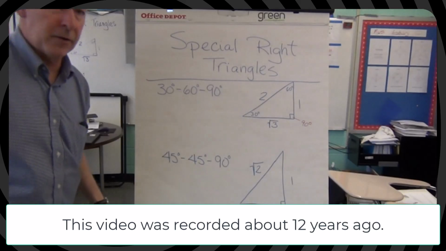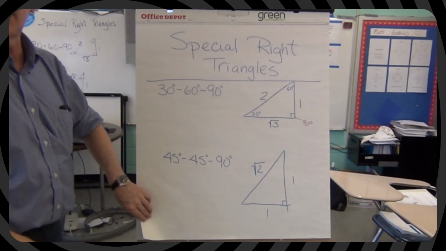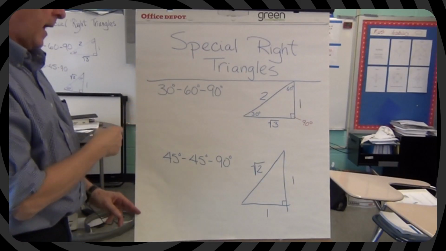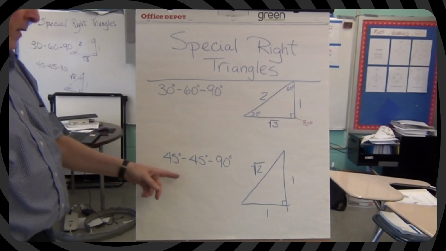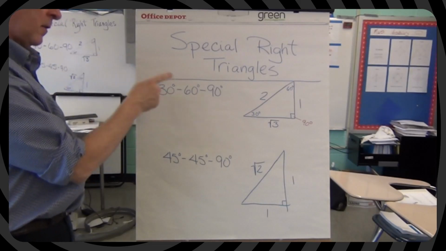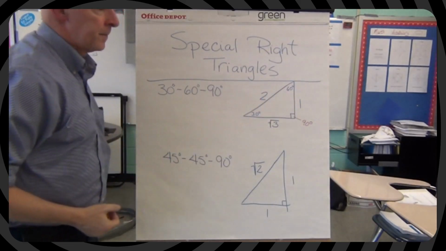Hi, this is Mr. Sanders, and I'm going to give you a quick tour through some of the work that we did earlier this week. Here's a list of the special right triangles, the 30, 60, 90 triangle, and the 45, 45, 90 triangle. 30 degrees, 60 degrees, and 90 degrees. This is the layout of the angles.